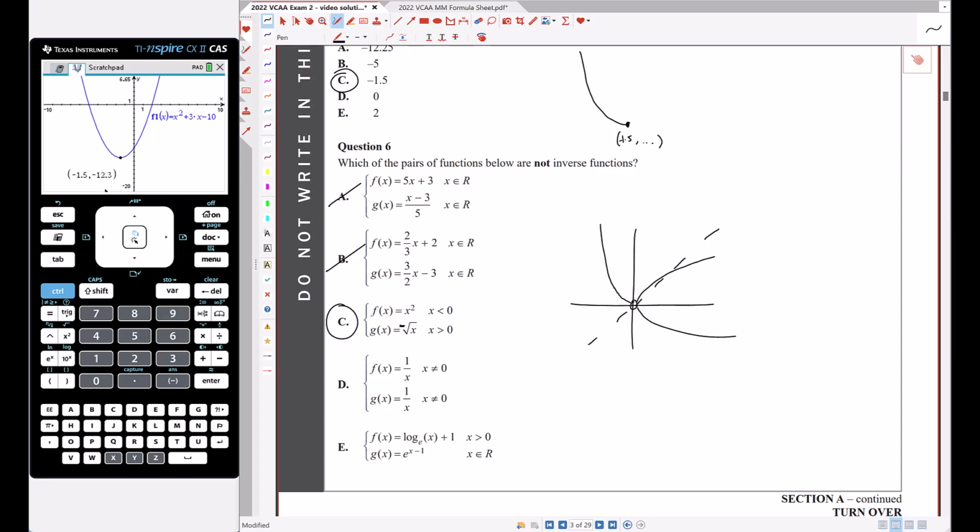So remember, we're looking for a mirror image in the line y equals x. So option C looks like it's going to be correct. We can check through the others while we're here just to be confident that we're right.